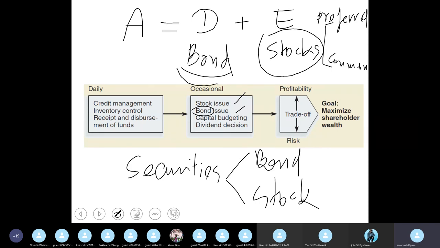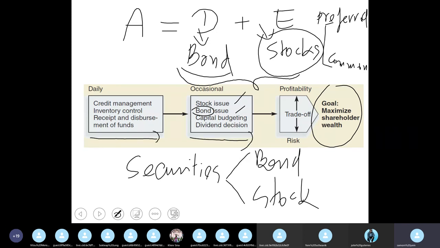The main goal is to enlarge your capital. There are two ways: to issue bonds or stocks. This is what the financial manager is doing to enlarge his company and run his company, and this is his goal. To make risk smaller than profit and to achieve the goal, this is the main goal that the financial manager wants to achieve.